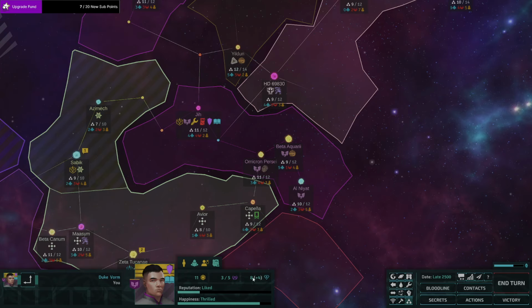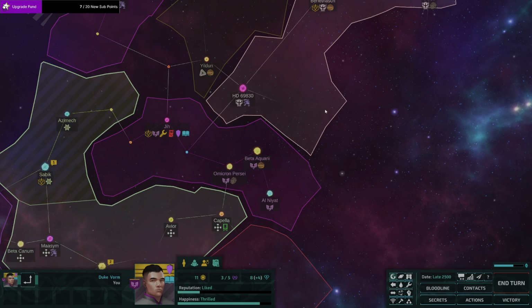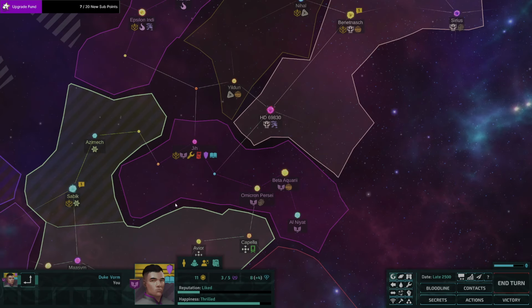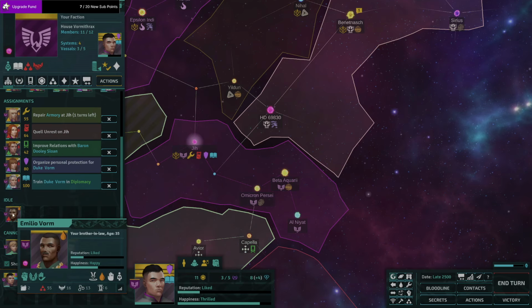All right, we're down to 8 points remaining. Still got plenty of points. More symbols over here. We're now training Duke, organizing personal protection, suppressing unrest, and so on. So it's a nice little system to quickly see what's going on. Let's go back to the standard view. But now we have most of our counselors tasked. So everybody's on assignment. All of our counselor members have a job, and we have the one idle guy, Emilio.